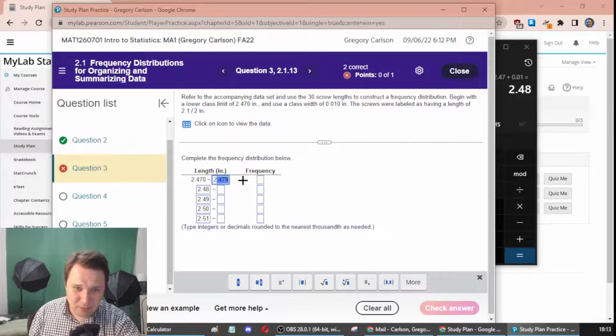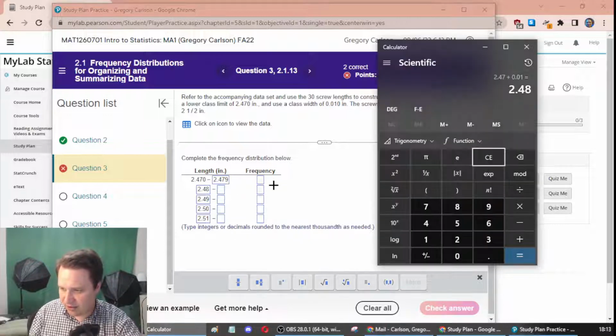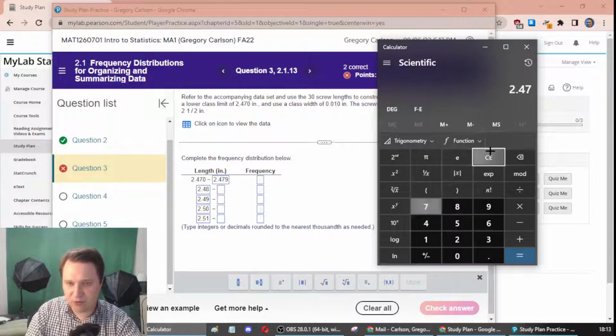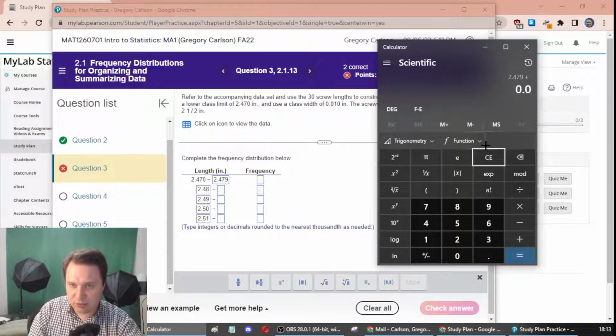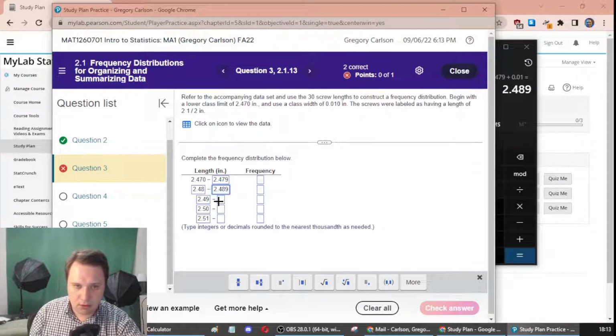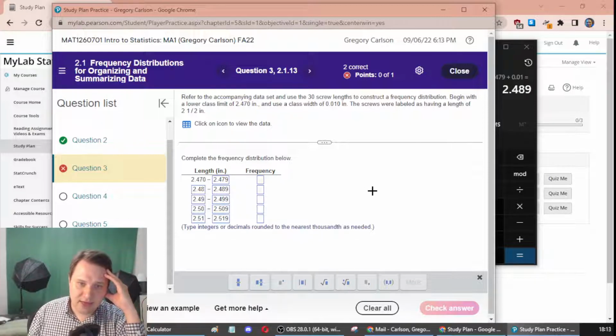now once you have this number, and I know that was a little confusing, you just add on the class width again to find the rest of these. So I'm going to grab my calculator. If I do 2.479 plus our class width 0.01, notice that it's 2.489. All right, and so just keep doing that. 2.499, 2.509, and 2.519. So that gives you all of the class boundaries.